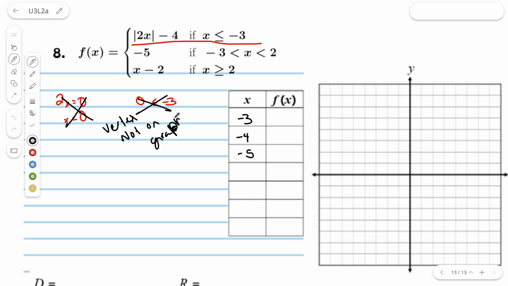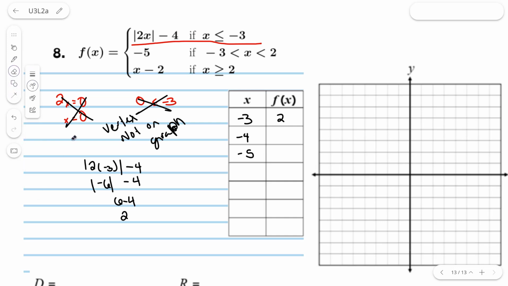And I'm not going to be plotting my vertex. And so we just get to plot the sloped line. And so when I do 2 times -3, the absolute value of that, so we have -6. The absolute value of -6 is 6, minus 4, and so that gives me 2. So that's my first point.